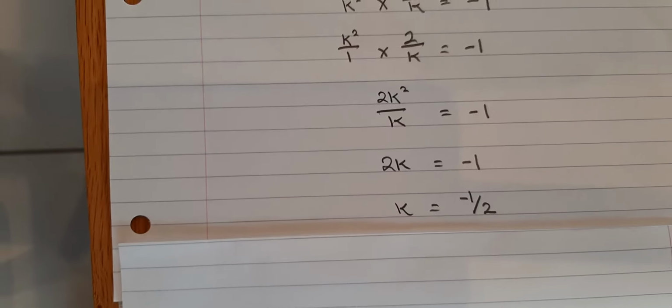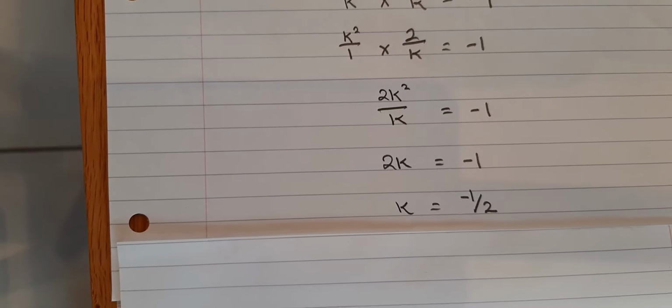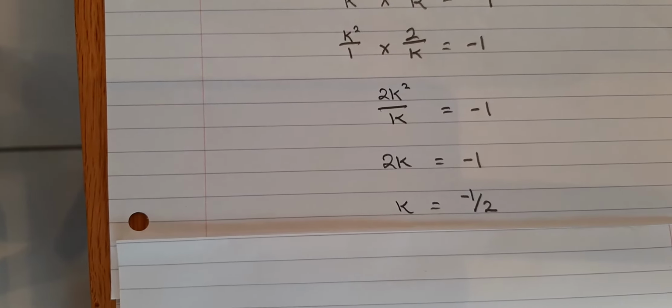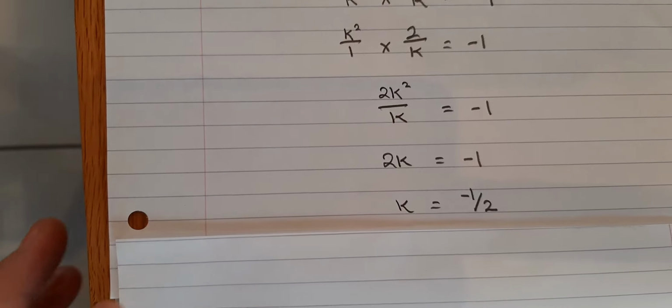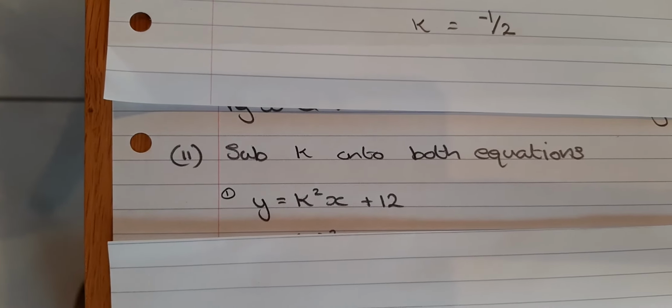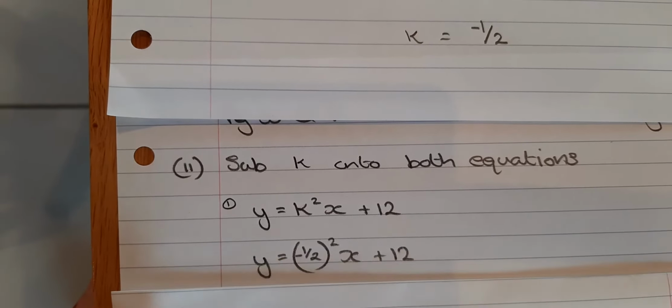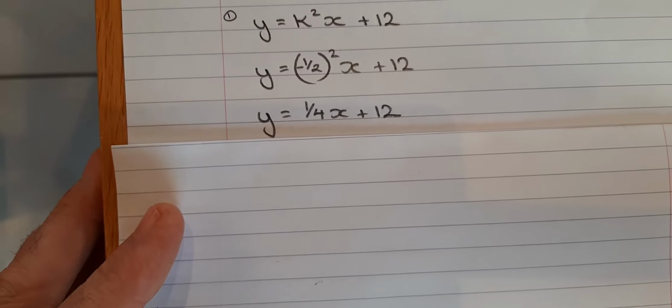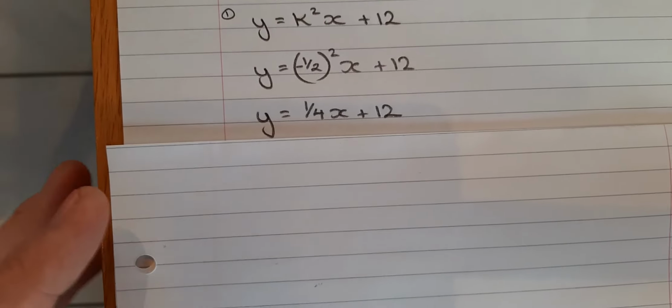In the second part, we need to find the intersection point of the two lines. To do this, we sub back in the value of k into both equations. So y equals k squared x plus 12. Subbing in minus a half, we get y equals minus a half squared x plus 12. y equals 1/4 x plus 12.